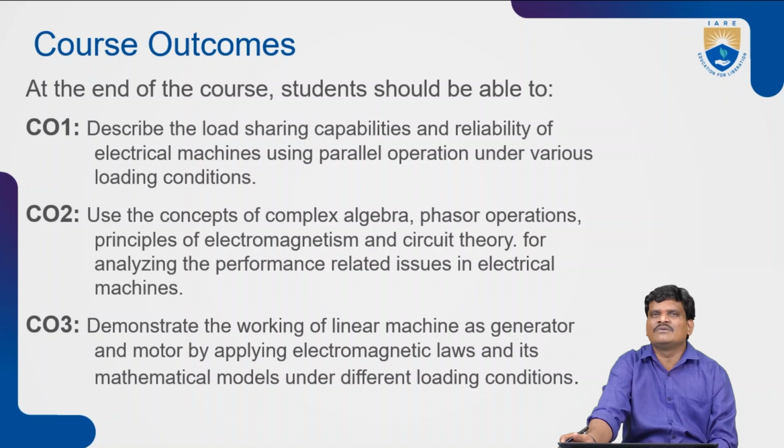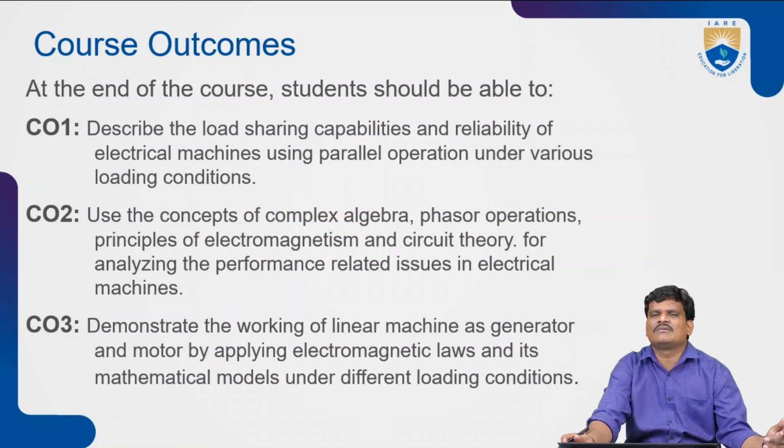The second one is, by using the different concepts of complex algebra, phasor operations, and principles of electromagnetic circuit theory, we need to analyze the performance of each and every electrical machine, either a DC generator or a DC motor. In order to analyze the performance, you need to go through certain concepts where we draw the phasor diagrams and rewrite the expressions in the form of EMF, back EMF or torque. This will give you an idea about CO2.